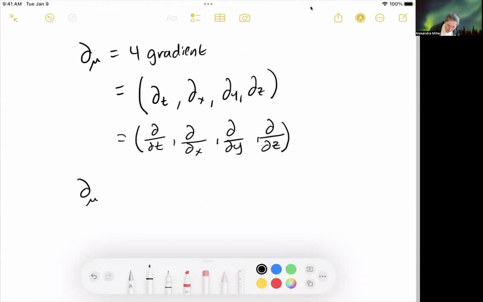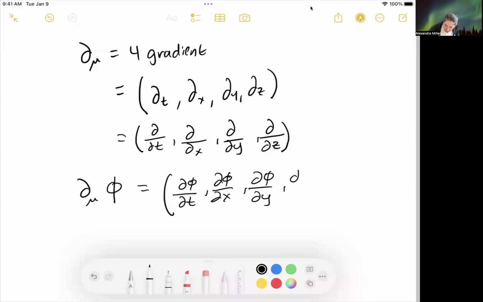And so we could take our four gradient of some scalar function. So here, phi is just a function. It's not a four vector itself. So this thing is a four vector, which looks like d phi dt, d phi dx, d phi dy, d phi dz.